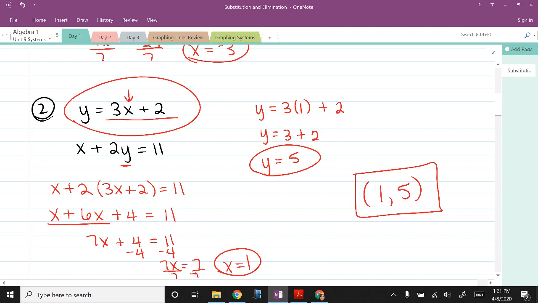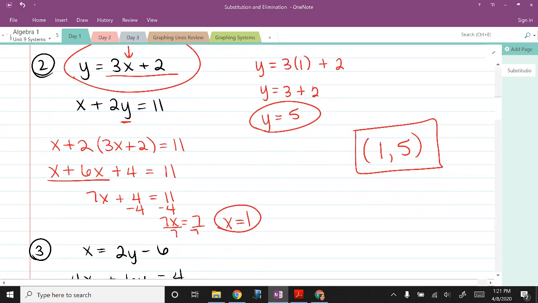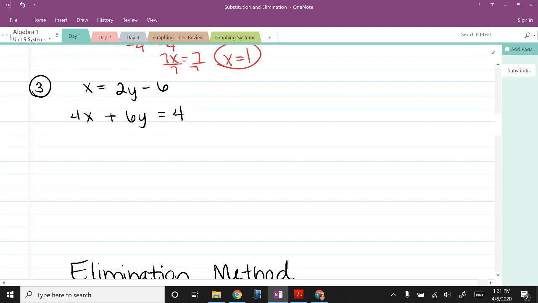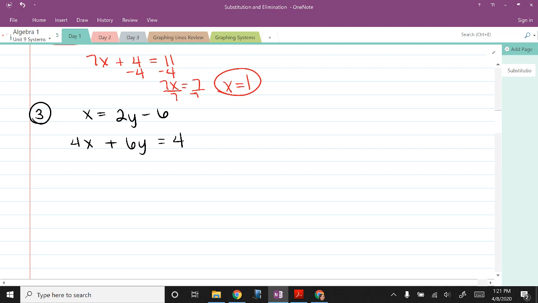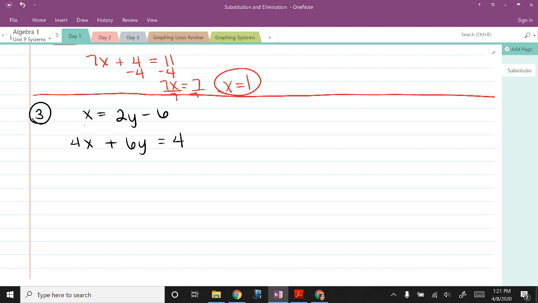Okay, so if we know what something equals, we can replace it with that variable. All right, let's do one more. I'm going to draw a line here to separate my problem. All right, this one, they tell me that x equals 2y minus 6. And when we're using substitution, we want to find a variable that equals something, okay? So this one, they tell me that x equals 2y minus 6. So anytime I see an x, I can replace it with 2y minus 6.